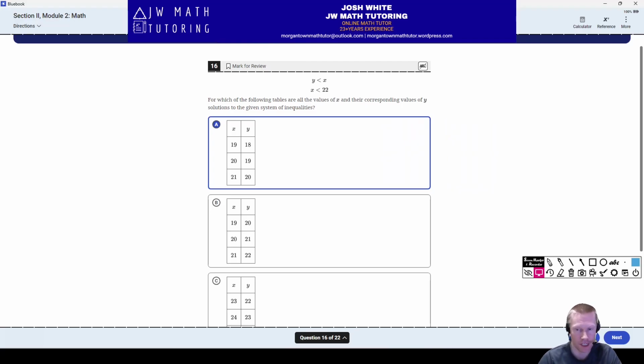And if you tried B, C, or D, you would find at least 1 point, if not more, that are not in that shaded region.